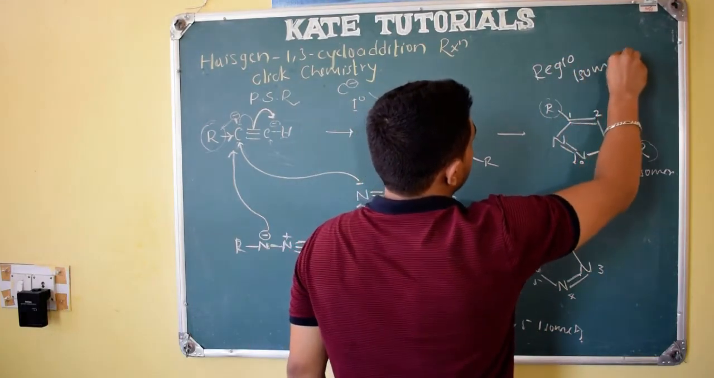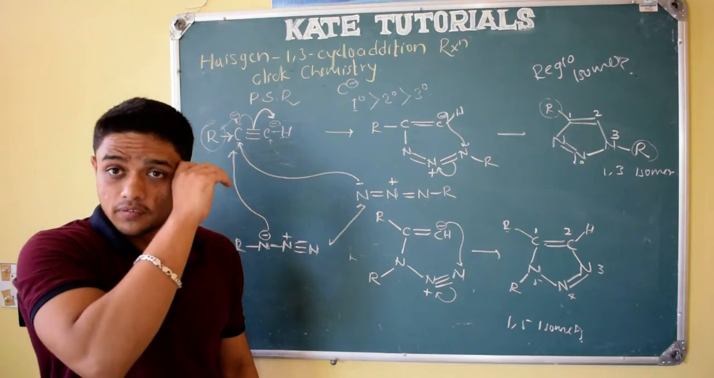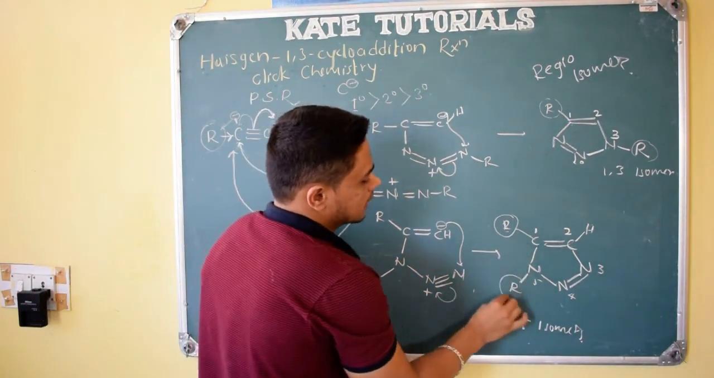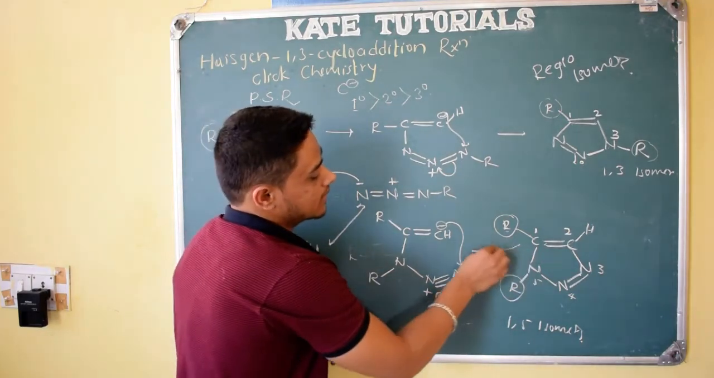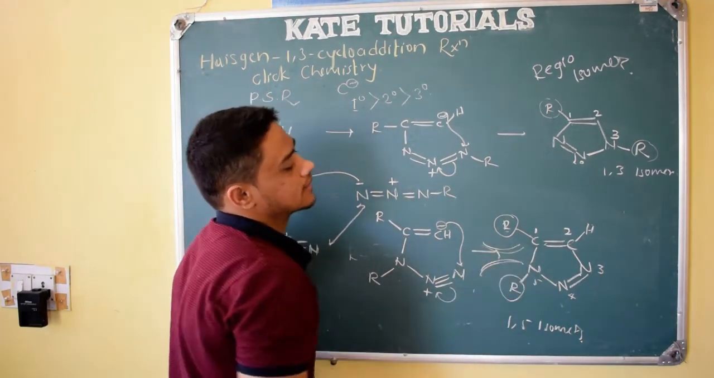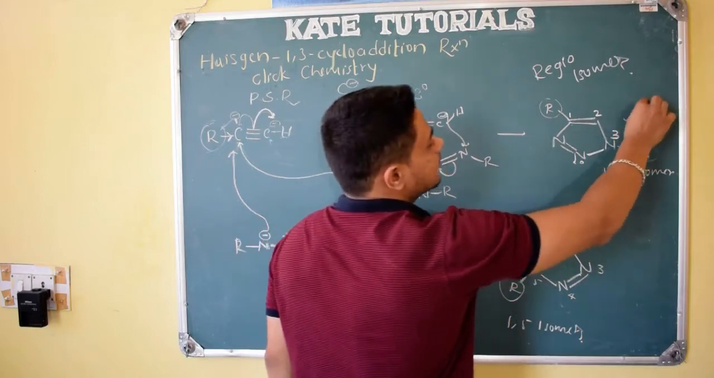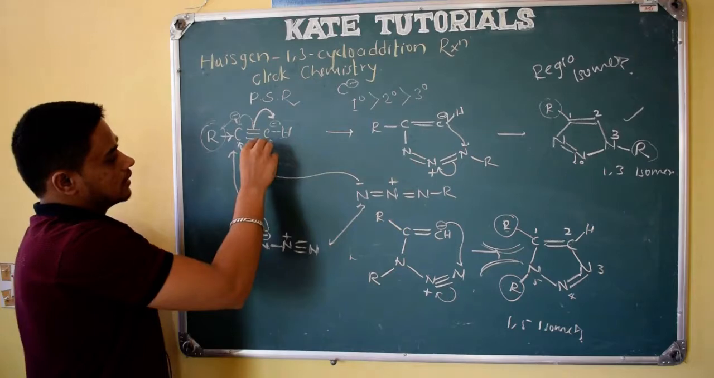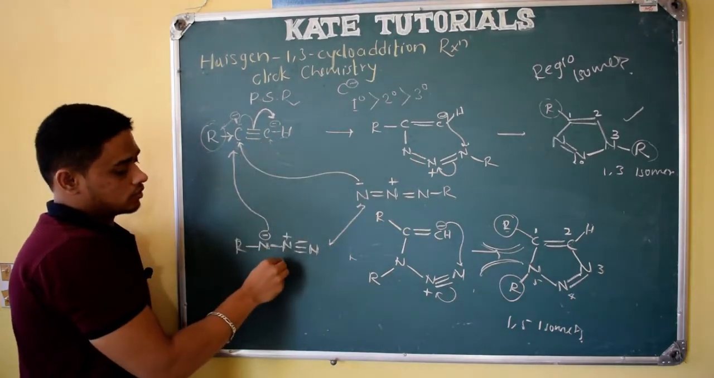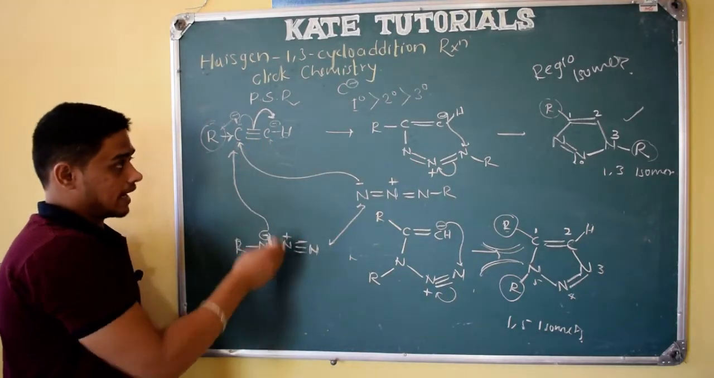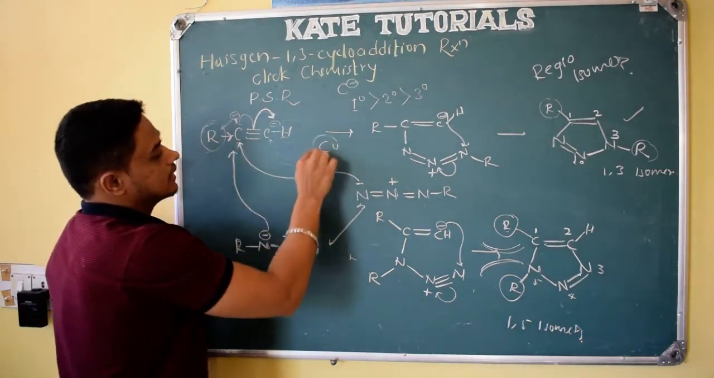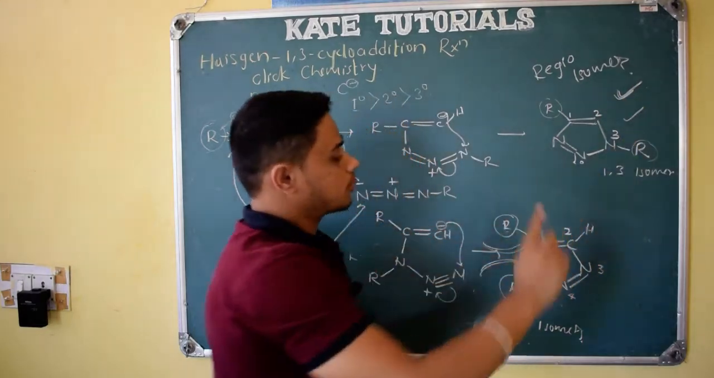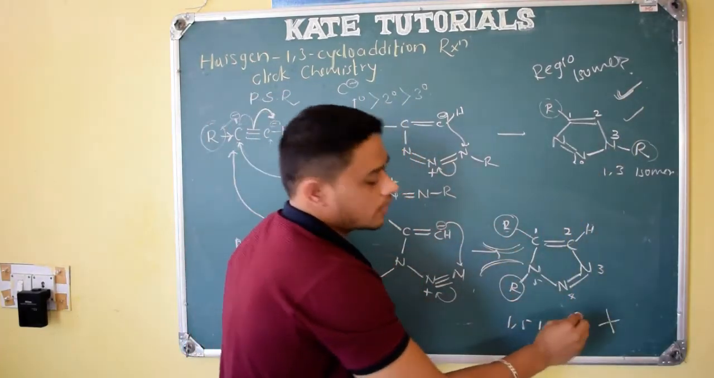Regioisomers, right? But which one will be the major, which one will be the minor? It all depends upon the size of this R group. See here, if the bulkiness of this R group increases, there will be steric hindrance. In such a case, this will be the major product. If I make the same reaction, same dipolarophile and dipole, this is called a 1,3 dipole species, in the presence of a copper catalyst, then I will get only this product, and there will not be any 1,5 isomer, right?